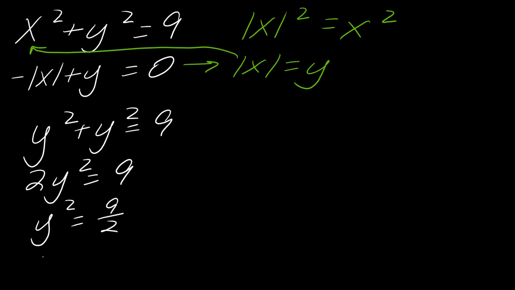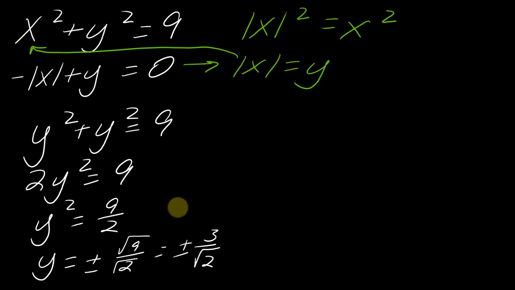And then when I take the square root, this will give me plus or minus the square root of 9 over the square root of 2. So that becomes plus or minus 3 over the square root of 2. Okay, so now let's substitute this into, how about this equation here? So let's see what we get.